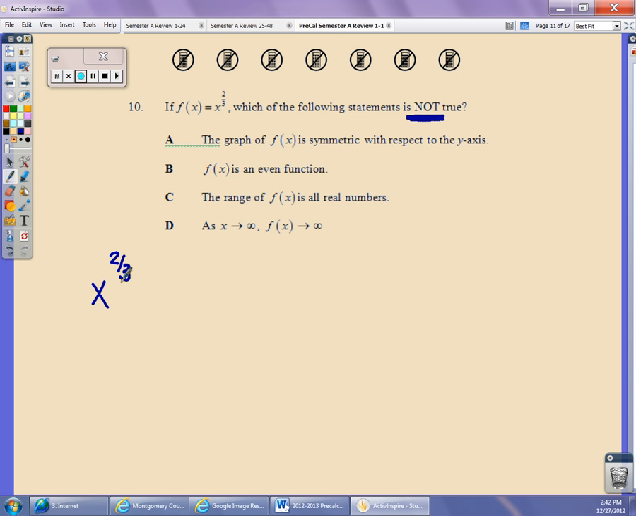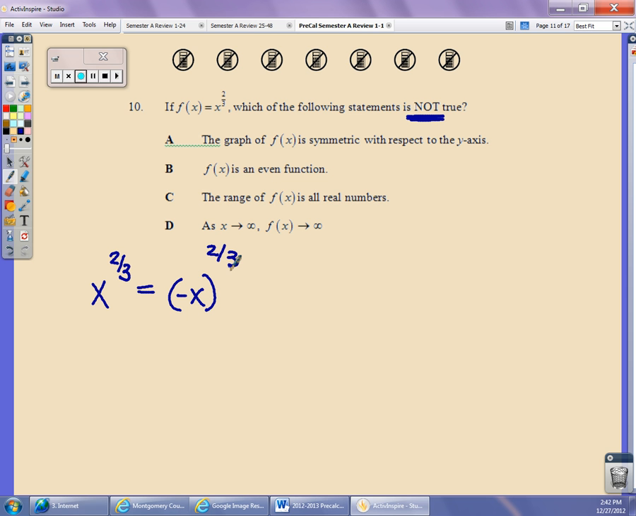X to the 2/3. And remember, these first two, A and B, say symmetric with respect to the y-axis and an even function. Well, those two are really the same thing, so let's explore that a little bit. Is this a true statement? Because for an even function, x to the 2/3 should be exactly the same as negative x to the 2/3. Also, if that's true, that would mean that the graph is symmetric with respect to the y-axis. And notice that this is true.